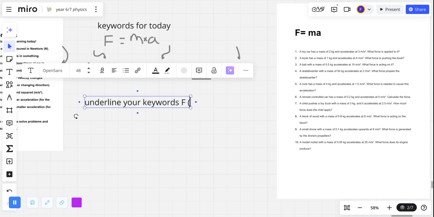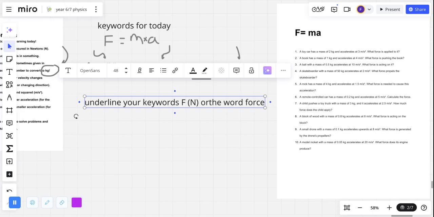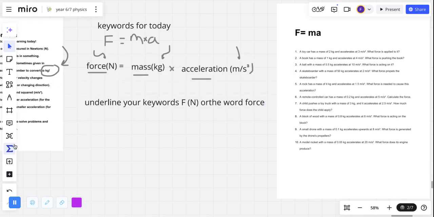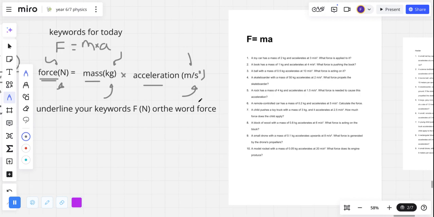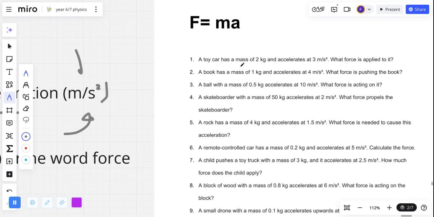N as newtons in units, or the word itself, force. So all the words I've talked about up here, these are going to be your keywords today. Force or newtons, mass or kilograms, acceleration or their units. Those are your keywords. So underline your keywords. So when I look at question 1, it says, a toy car has mass. I am happy. There's a keyword, and there's M. That stands for mass. And accelerates. Ooh, there's another one. Accelerates. What is the force? I'm trying to find out force. Ooh, look, there's F.